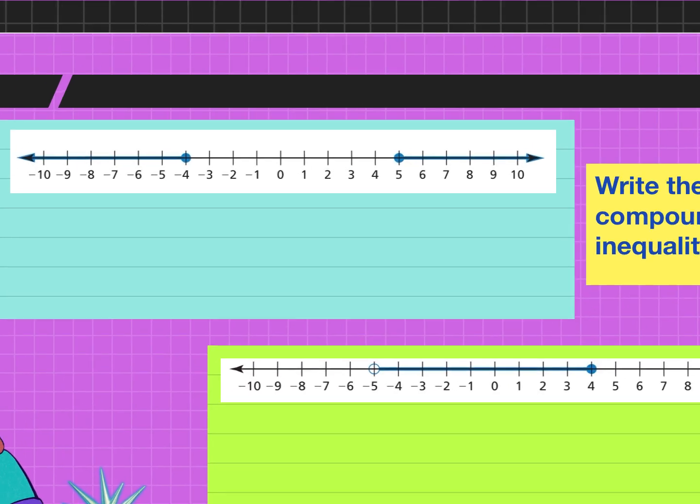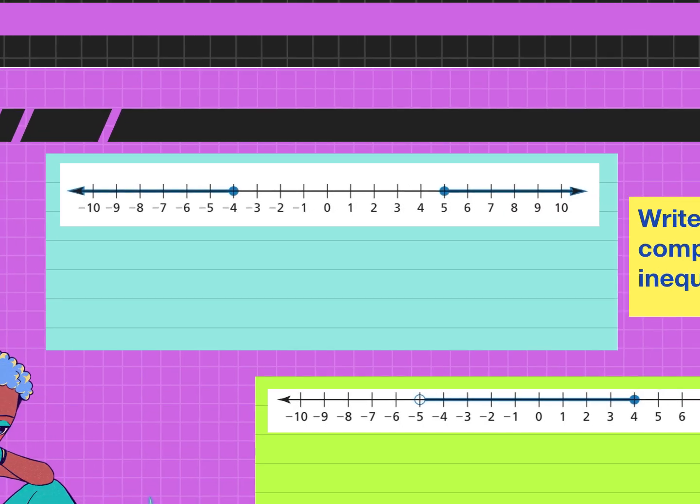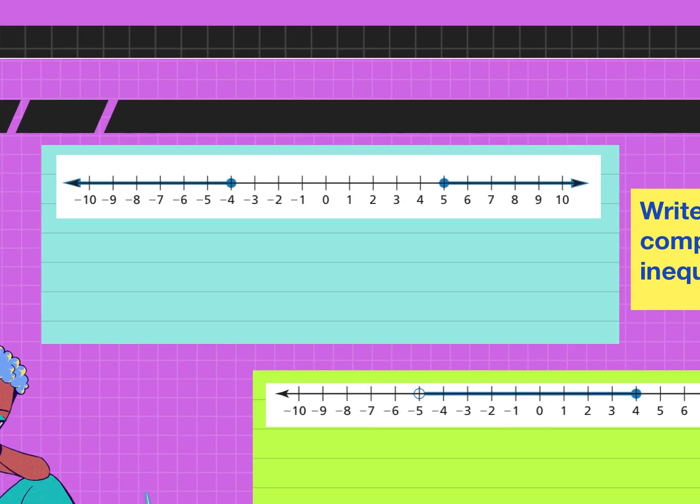So if we look at this first one that I have with the blue post-it behind it, right away you want to ask yourself, what kind of inequality is this? Well, you could tell by the way it's shaded in that this is an or, because it's pointing outwards like this. So it's definitely an or. So if it's an or, we're going to write the word or in the middle, and we're going to write it as two separate inequalities.